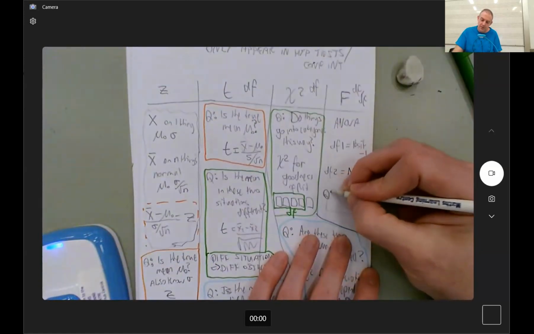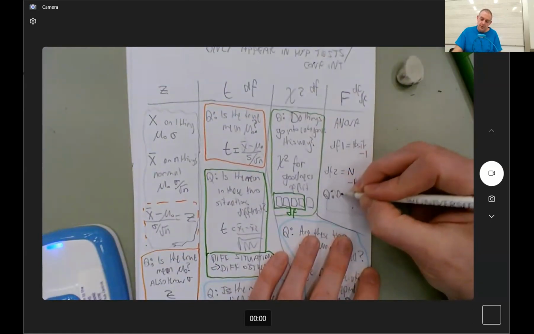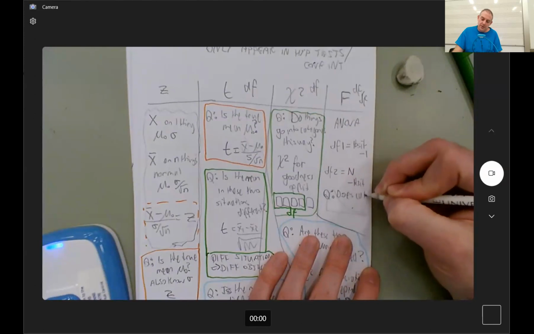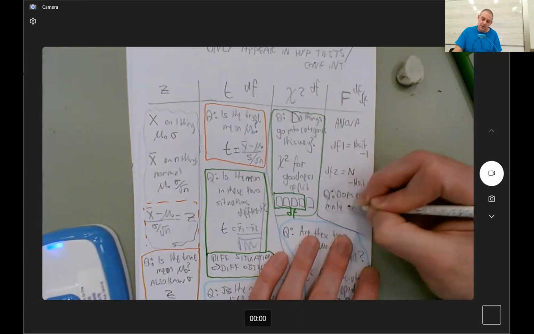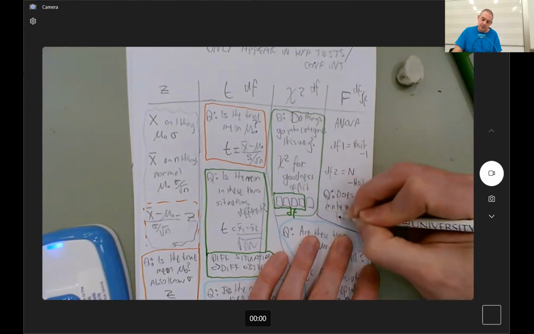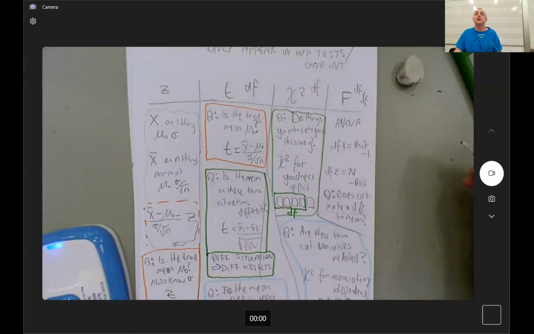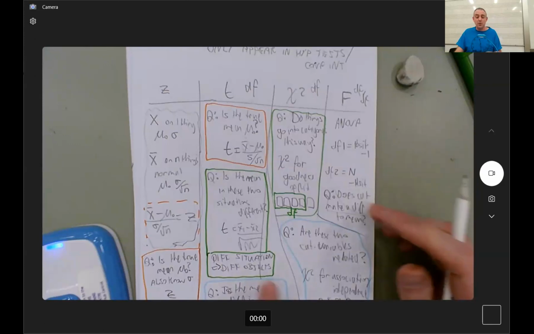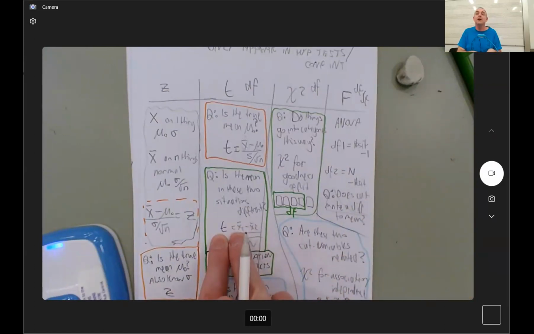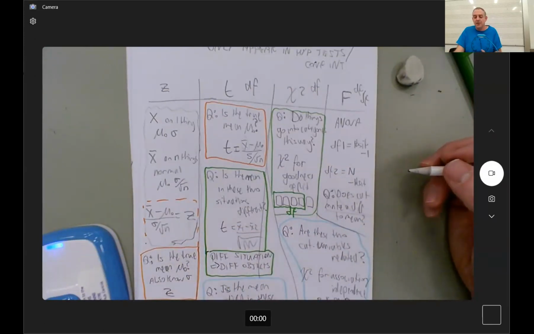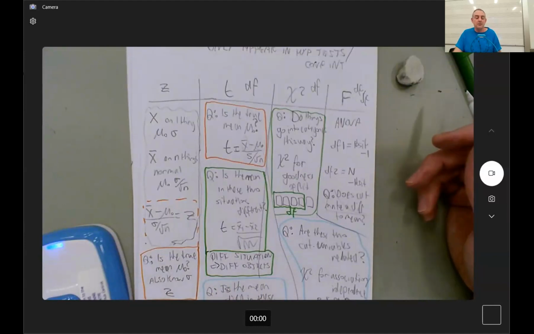The question is, does the category make a difference to the number? To the mean, basically. That's the sort of question that you're asking. It's just that there's more than two categories over here. So does the category, does the situation make a difference to the mean?